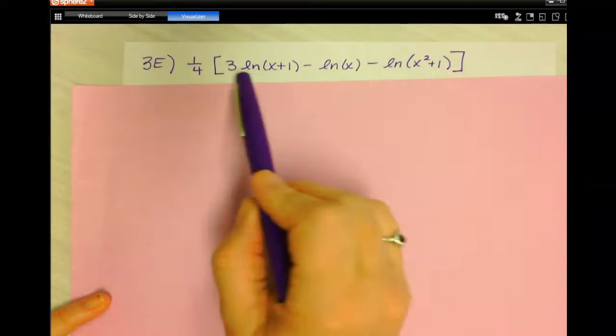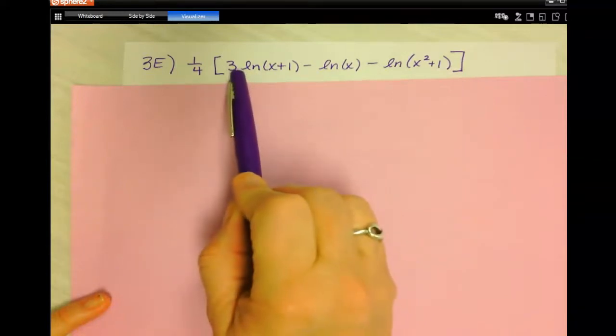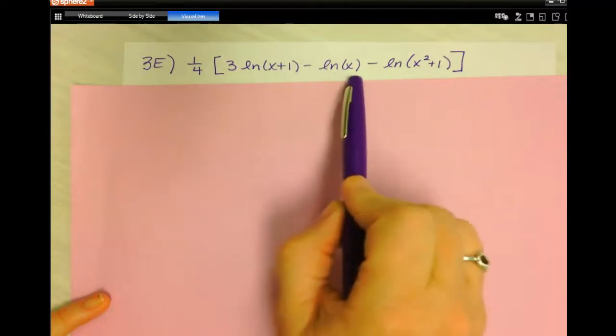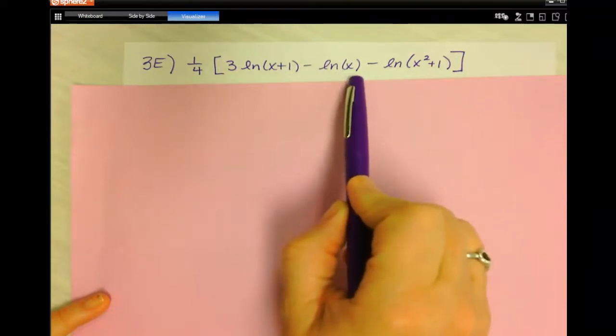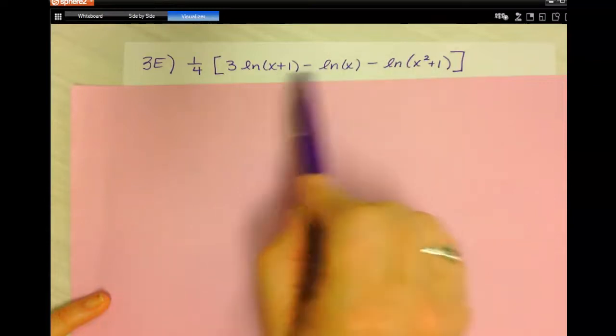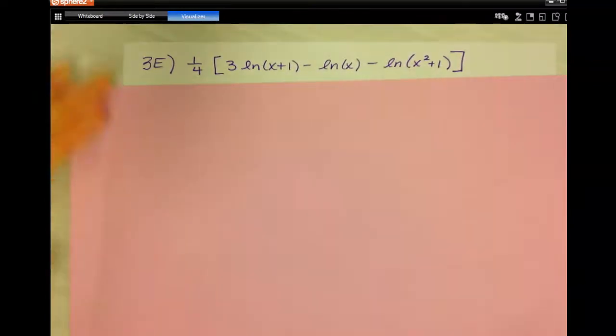So I can see when I initially look, I've got a multiplier here, so I know I'm going to have a power. I've got a subtraction here, so I know these arguments are going to connect back together with division. And then I have another one here. So that means I've got a fraction within a fraction, so I'm going to have to watch out for that.